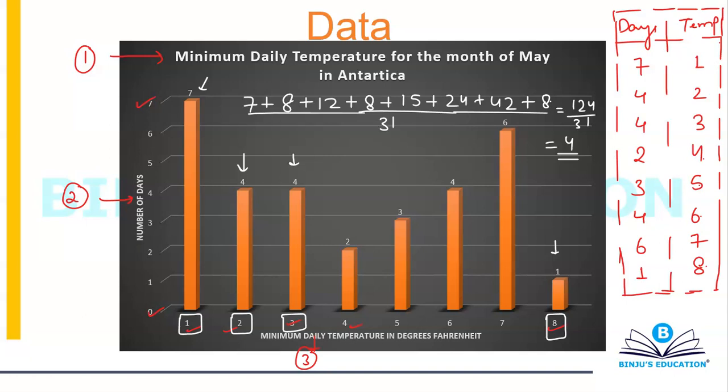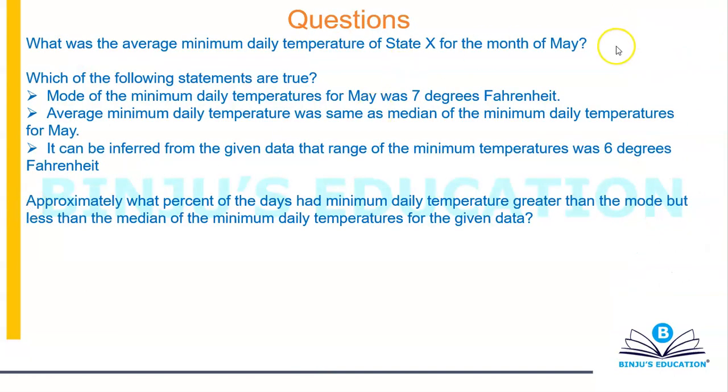That is all that you have to do. You have 1 degree for 7 days, so it's 7 into 1. You have 2 degrees for 4 days, so it's 4 into 2. You have 3 degrees for 4 days, it's 4 into 3, and so on and so forth. So for the first one, the answer is simply 4.